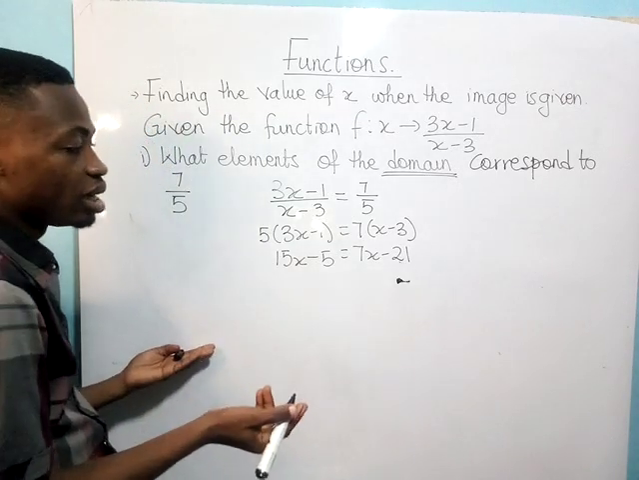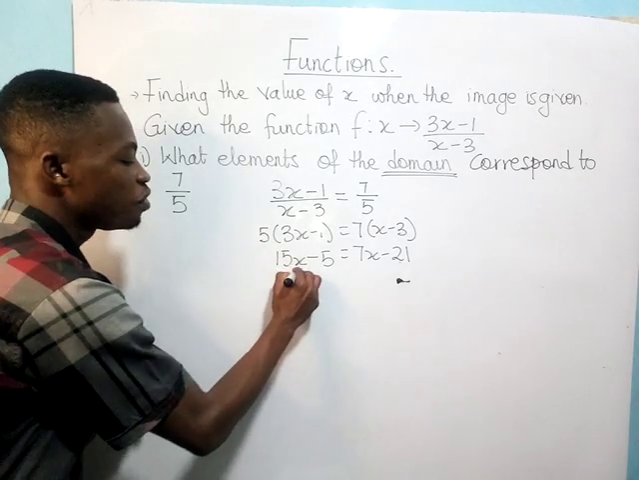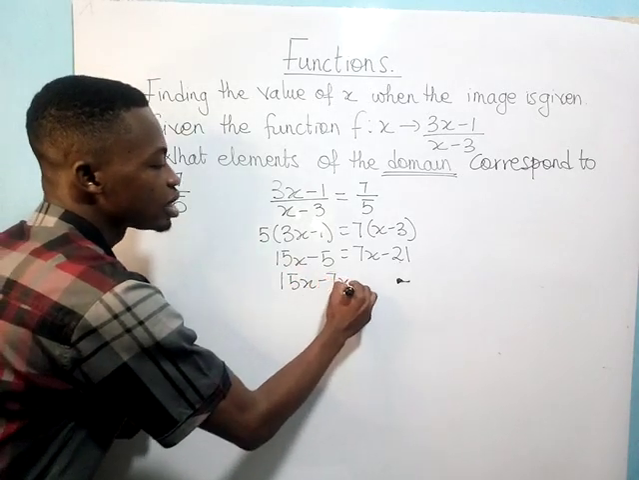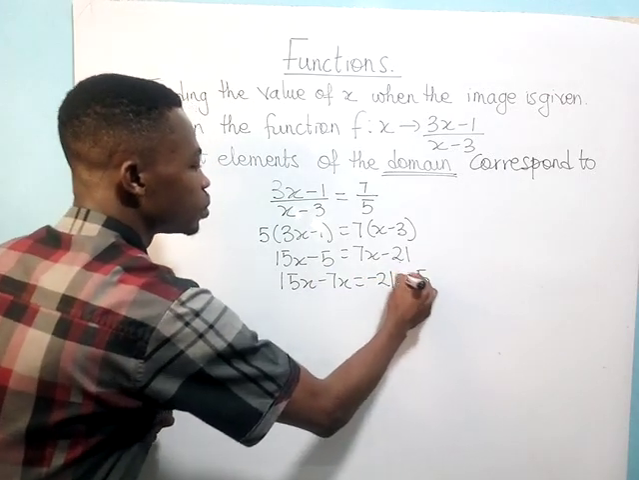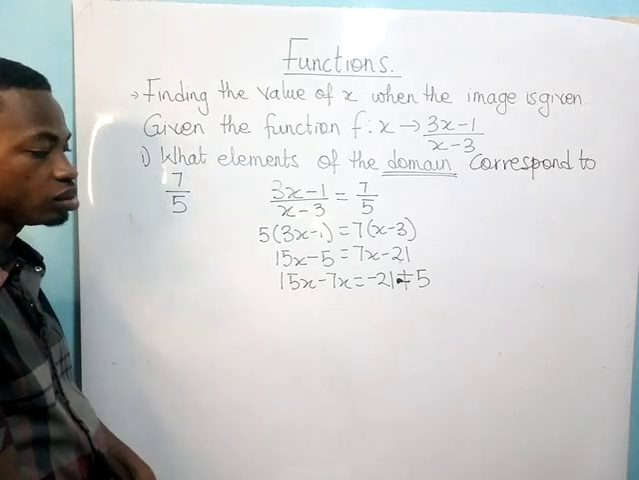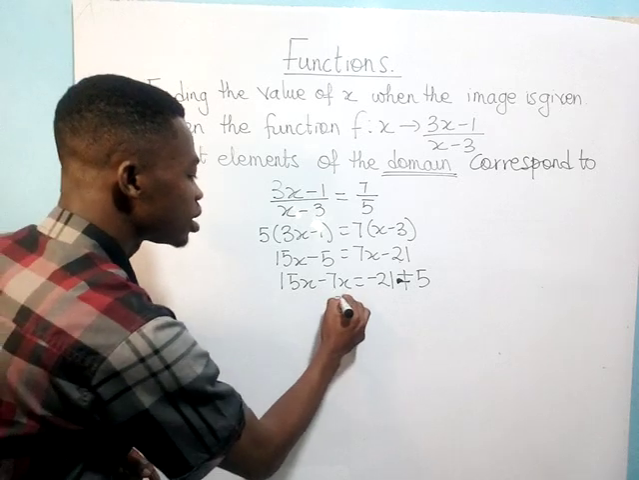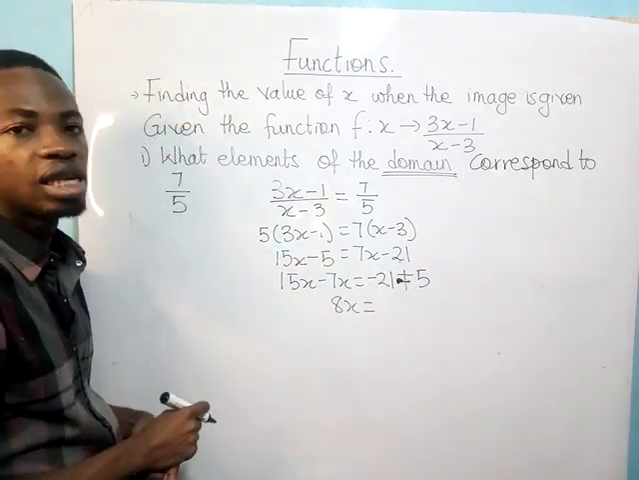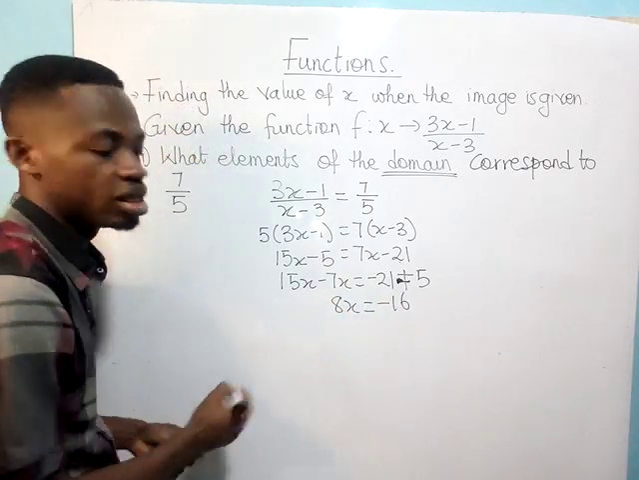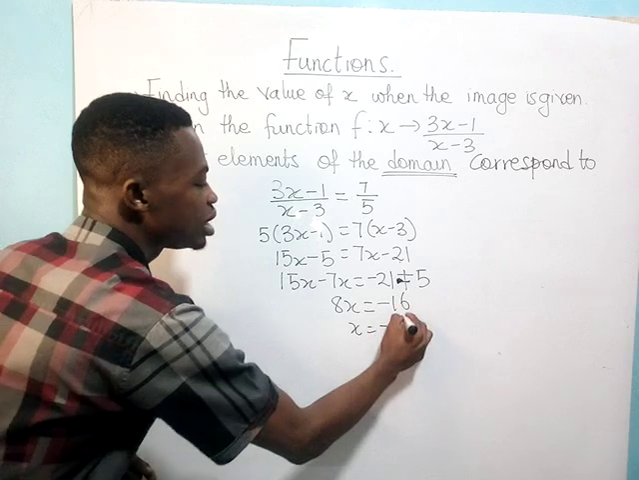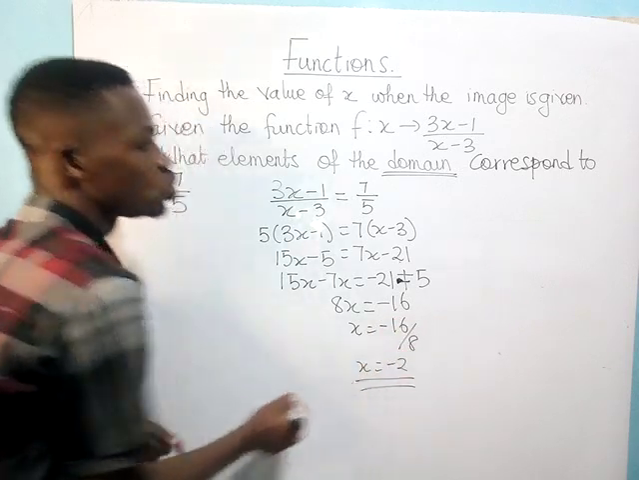So by grouping like terms, we can decide to bring all the values of x to this side. We have 15x minus 7x, then minus 21 plus 5. 15x minus 7x is going to give us 8x. Negative 21 plus 5 will give us negative 16. So x is equal to negative 16 on 8. Then our x is negative 2.